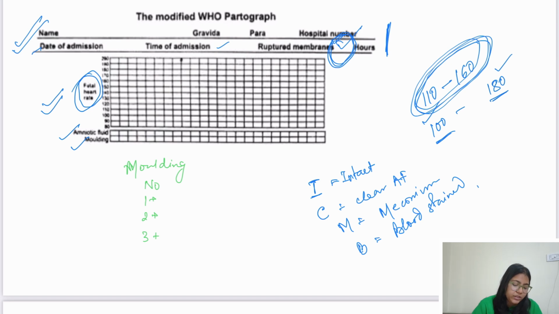If there is no molding, you just cross it. If there is molding and it is 1 plus, 1 plus is when the bones touch each other. Grade 2 is when the bones overlap each other but are easily separable, and grade 3 is when the bones overlap each other and do not separate. Whatever the type of molding is, you just write it here: no molding, or 1 plus, or 2 plus. And molding you will only know when you do per vaginum examination.